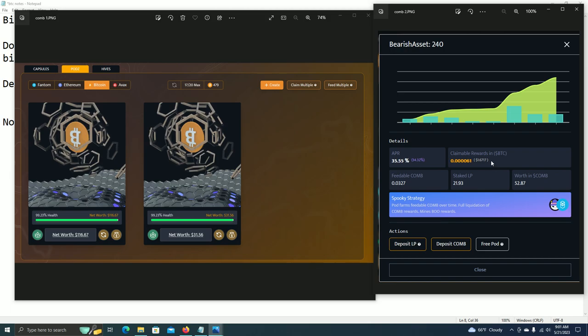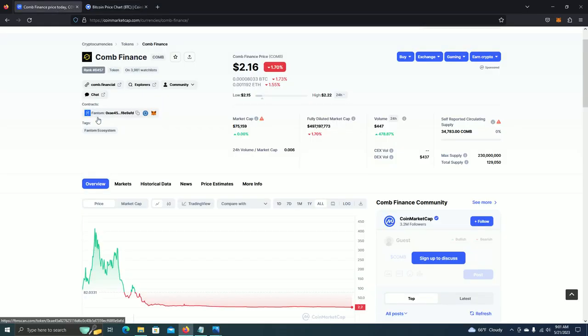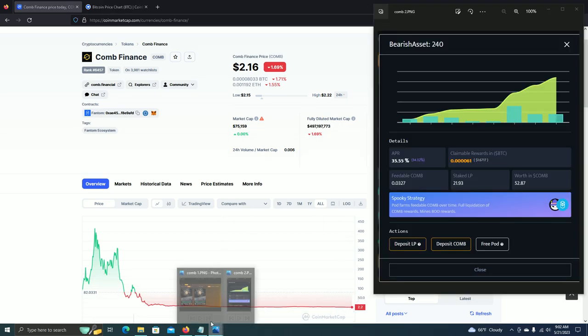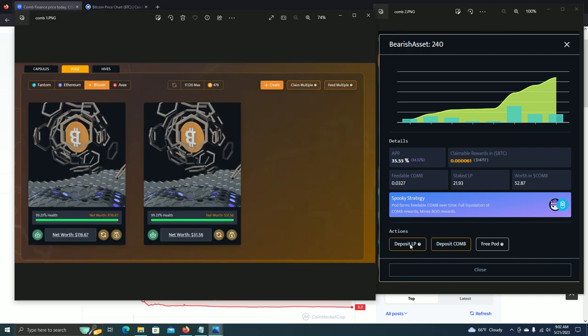However, I can increase the amount of rewards I generate by depositing more Comb tokens, which are the tokens used by the protocol Comb Finance. As you can see, the price has dropped quite drastically compared to the last bull run, so it's pretty cheap right now. But there's, of course, still a risk, which is something you have to take into consideration. And you can also deposit liquidity tokens.